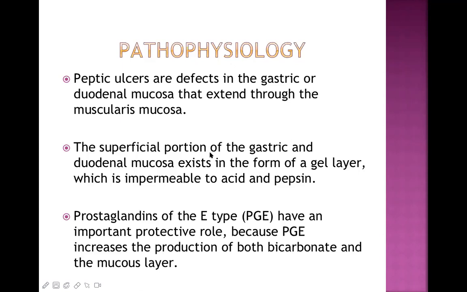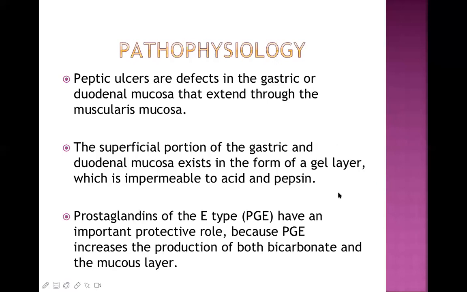Now, the superficial portion of the stomach and duodenal mucosa exists in the gel layer. This is called the mucus layer. Because of this mucus, acid and pepsin, which are the attacking forces present in that environment, cannot penetrate deeper. Means mucus layer is protective in that area. If acid and pepsin cannot go deeper, probably they cannot cause the damage. This is important knowledge.